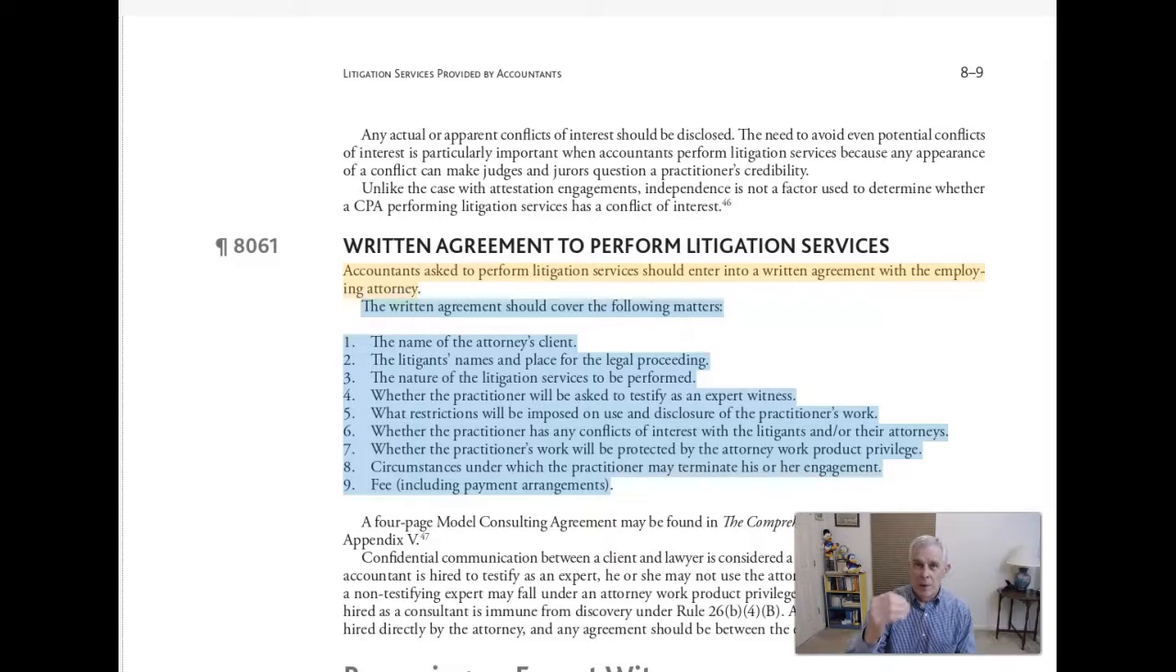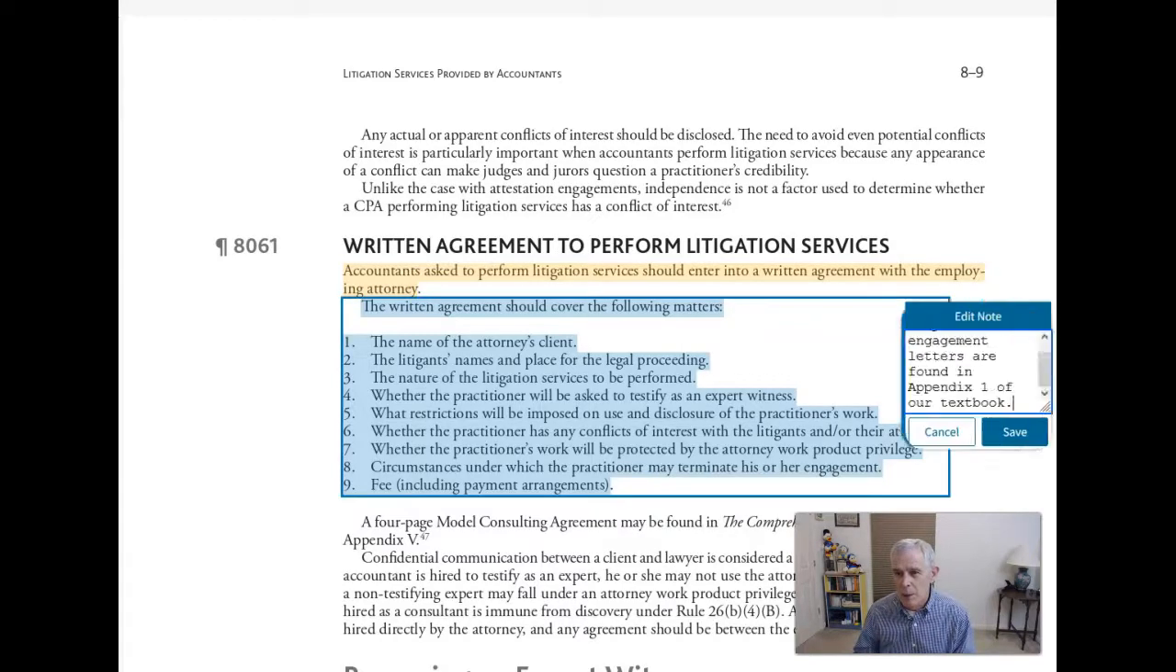specifies a lot of information. You want to make sure that attorney you're working for understands exactly what your services will be and which case you're going to work on, the nature of litigations, whether or not you'll be asked to testify as an expert witness. That could be possible. Any restrictions on your work, and you can see the others, even your fee, of course.